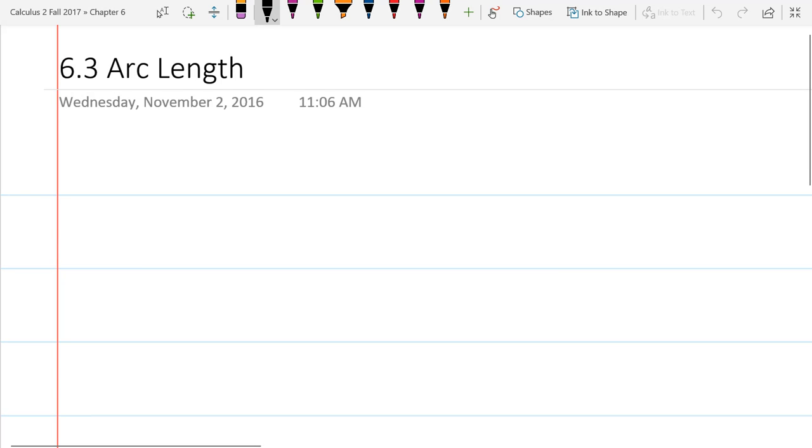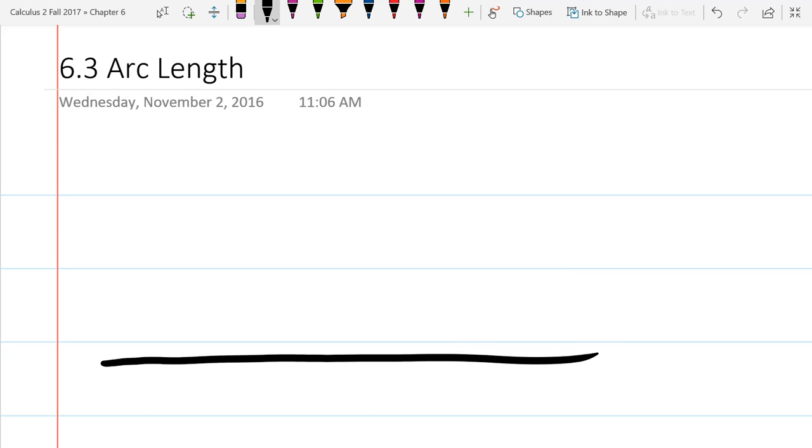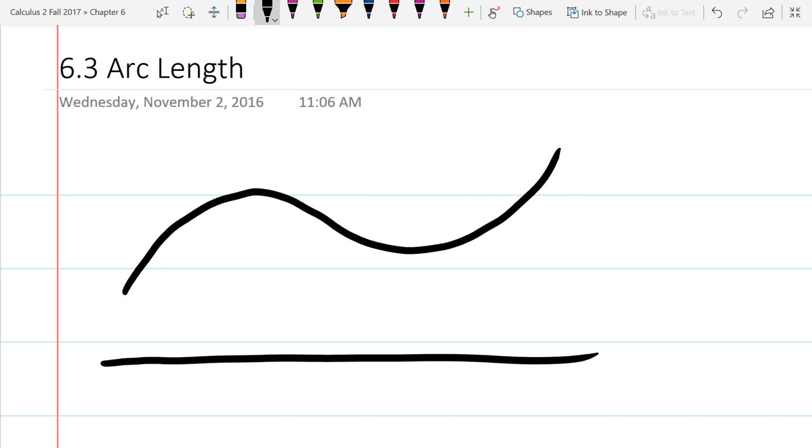All right, arc length. Let's think about a curve or an arc. So here's a curve right here. I want to know how far it is from one end to the other.